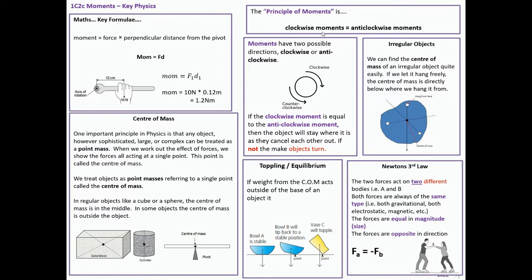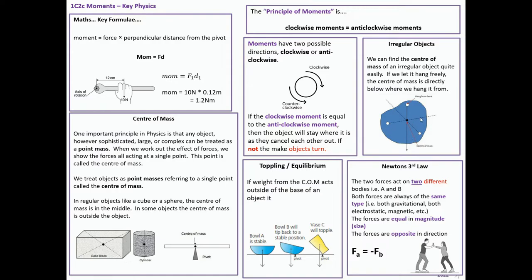You need to know the principle, which is the best thing to write down for any exam question. Clockwise moments will equal the anti-clockwise moments. You can see that's clockwise, that's counterclockwise. Objects will stay where they are if they cancel out, or if not, they make an object turn. It will also make irregular objects move until they find the center of mass.